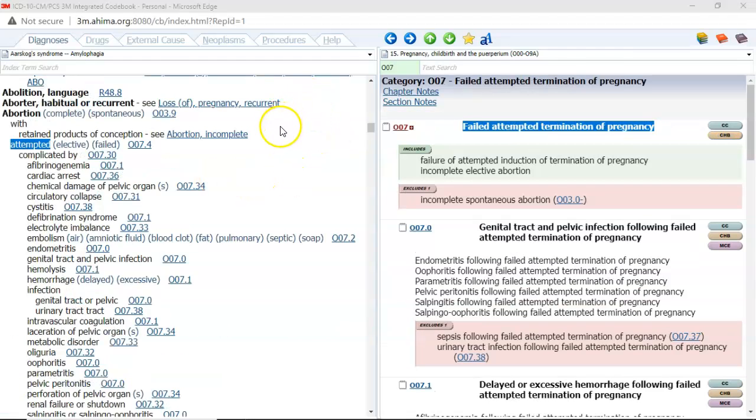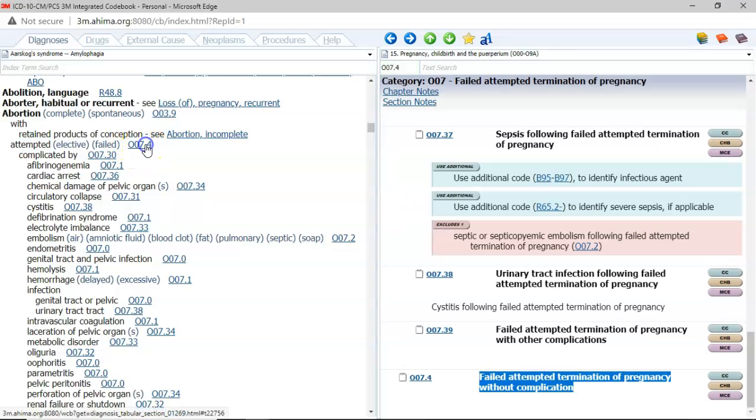And for the failed attempted abortion in the index, we go to abortion attempted. So elective, failed, and it sends us to that code O07.4.